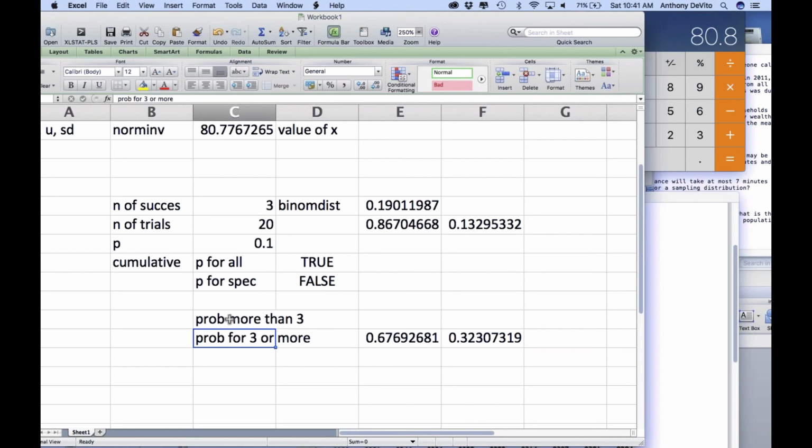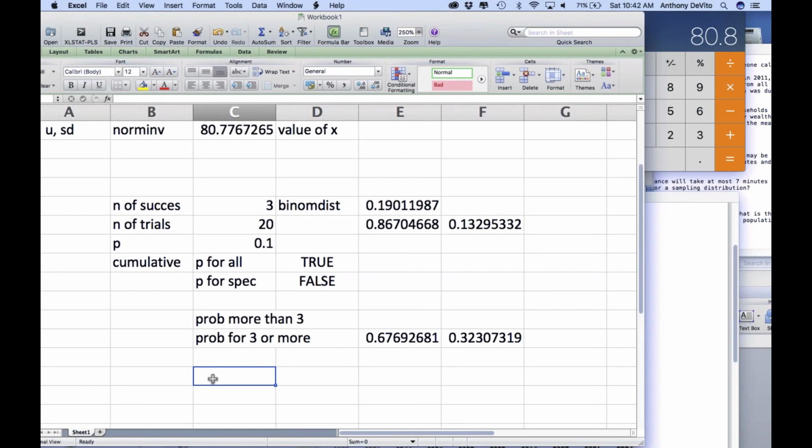Okay, so the real key here is when you read the problem, ask yourself, well, what numbers are outcomes that satisfy this condition? If they're asking for an exact outcome, probability of exactly 4 out of 20, well, I got to use 4, comma, 20, comma, 0.1, and false to just get that outcome. If they're asking what's the probability for more than this number, well, it doesn't include that number, right? So I got to use binom dist for that number and down and subtract it from 1.